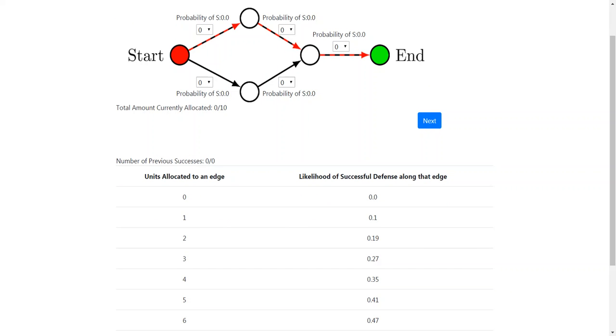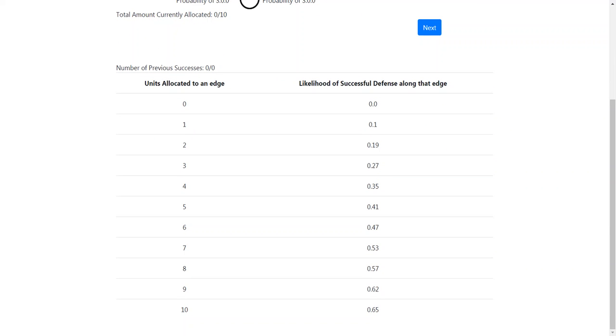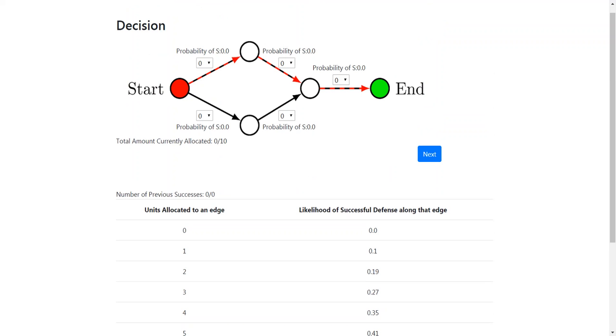So here you see that the table beneath shows that as the number of defense units allocated to an edge increases, the probability of successful defense on that edge also increases. However, even if you allocate all 10 of your defense units onto an edge, the probability of successful defense is only 0.65. It's not 1. So there is a non-zero probability of an attack succeeding on that edge.